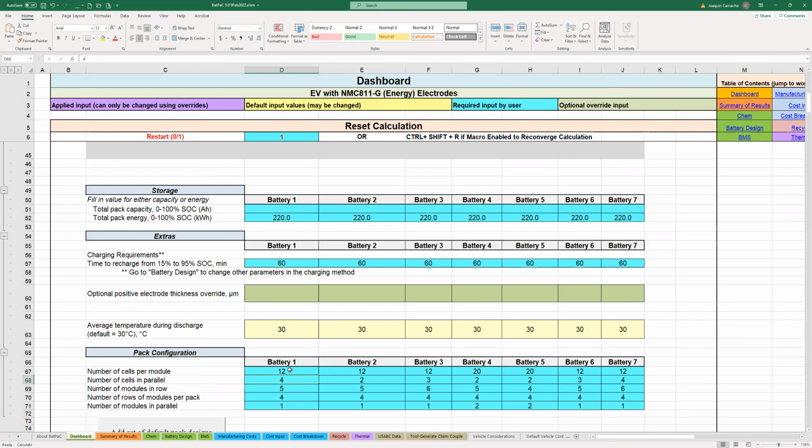So it has the lowest number of cells in parallel. It has similar amounts of rows. I mean, this is basically columns. You can think of this as the number of columns of your pack, the number of rows of your pack. Yeah, so it's basically because it has less cells in parallel, that results in a higher voltage. Okay, that's the electrical engineering of it.